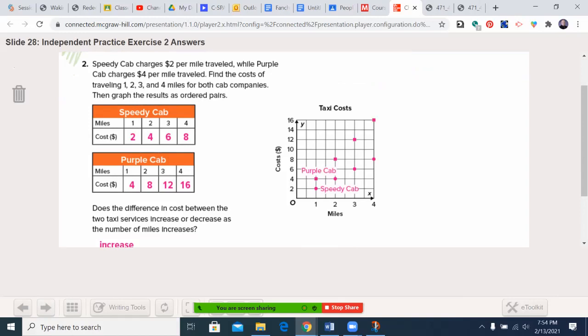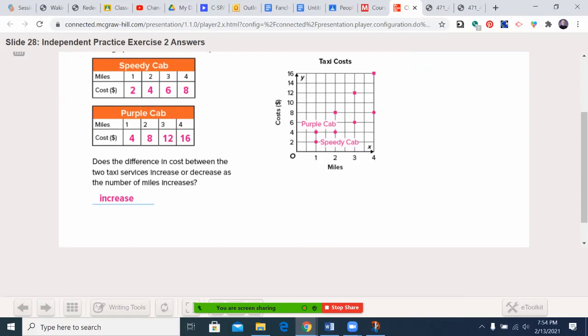Speedy Cab, $2 per mile. You can see each mile, $2. Purple Cab was $4. Does the difference in cost between the 2 taxi services increase or decrease? And it does increase. And you can see the Purple Cab and the Speedy Cab. Let's do one more.